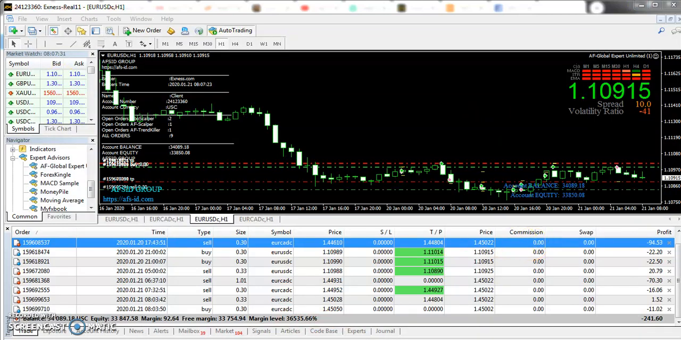So guys, this is the Access Real 11 account, and you can see that we are working on a smaller account and we are trying to grow it up. And guys, we are using an expert advisor here, and you can see the trades that have been triggered till now. I'm also doing some manual trading, but very little, because mostly I'm relying on the EA, and the EA is working perfectly fine.